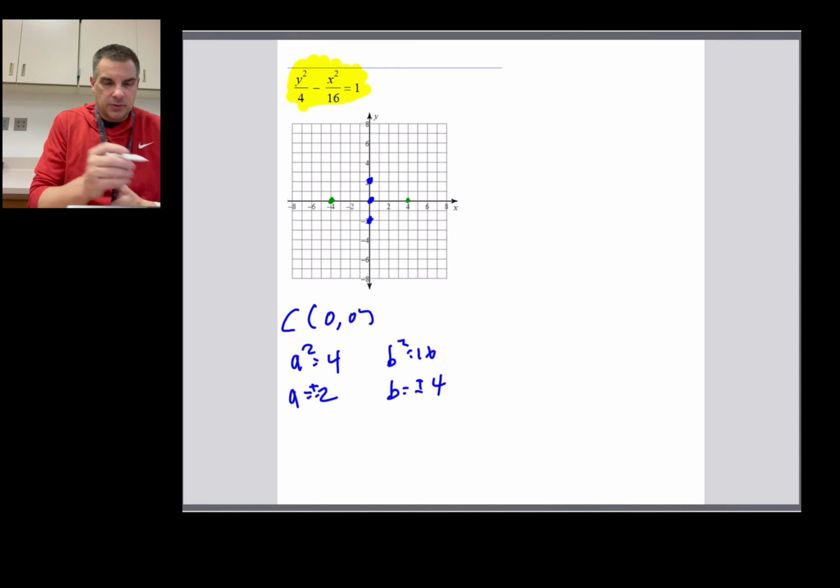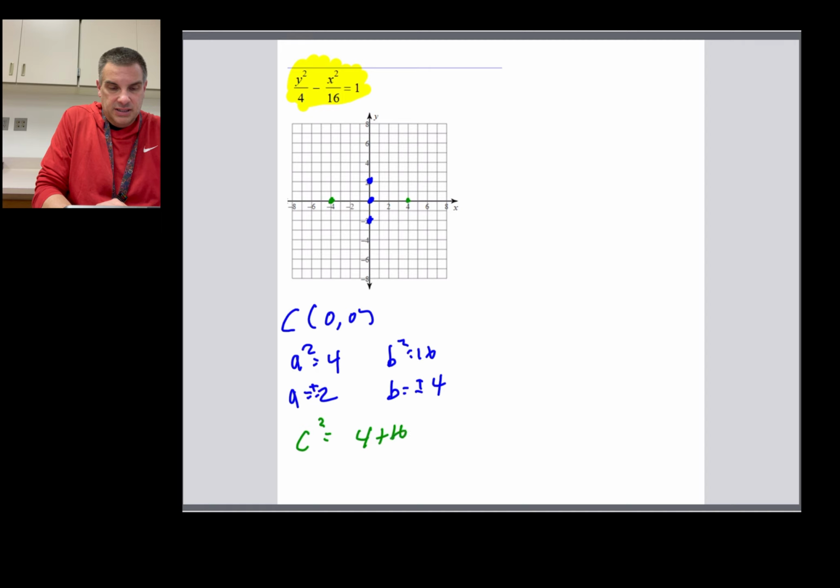Okay? Since we're in here, we're just going to find the c value as well. So c squared is going to equal a squared plus b squared. So 4 plus 16. So c squared equals 20. So c is equal to plus or minus the square root of 20, which is 2 radical 5.